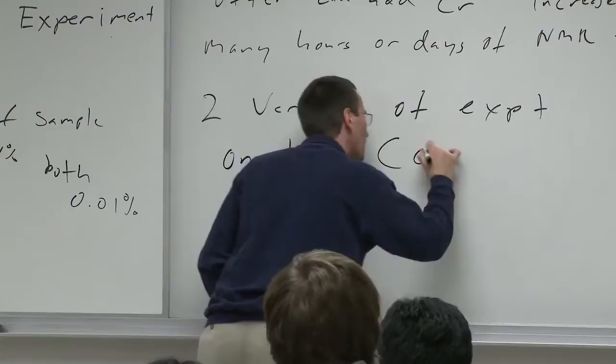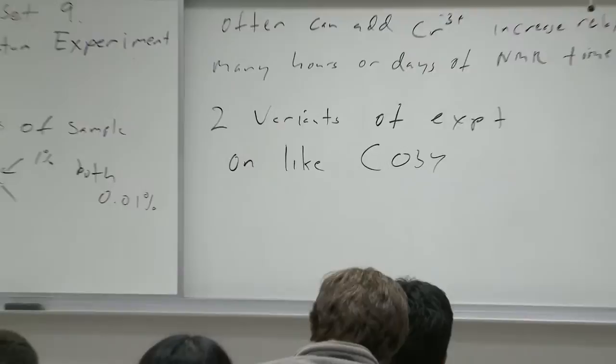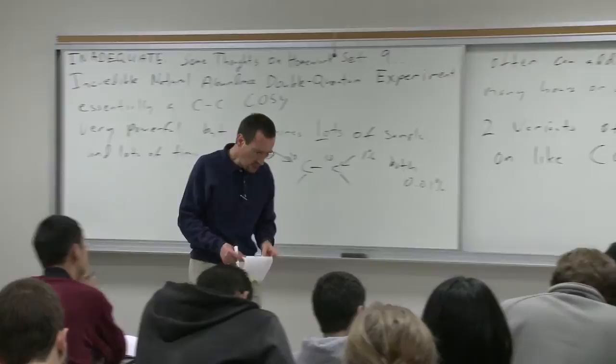In terms of how your axes look, it's just carbon on one axis, carbon on the other axis, and you just correlate like you would in a COSY. The other is with what's called a double quantum axis.